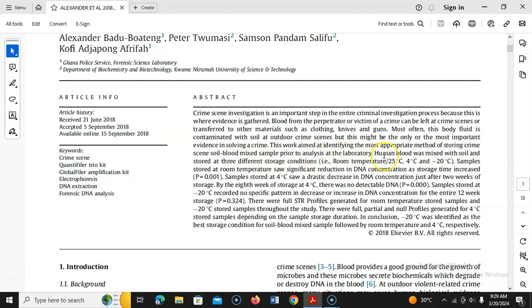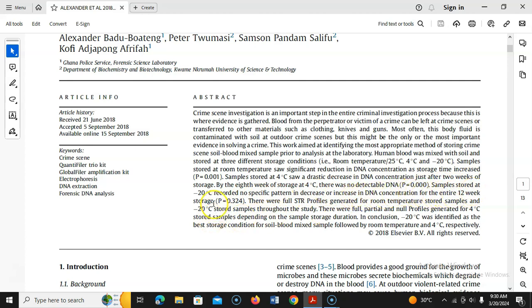This work aimed at identifying the most appropriate method of storing crime scene soil blood samples prior to analysis at the laboratory. So human blood was mixed with soil and stored at 3 different storage conditions, that is room temperature, 4 degrees Celsius, and minus 20 degrees Celsius. Samples stored at room temperature saw significant reduction in DNA concentration as storage time increased. Samples stored at 4 degrees Celsius saw a drastic decrease in DNA concentration just after 2 weeks of storage. By the 8th week of storage at 4 degrees Celsius, there was no detectable DNA.